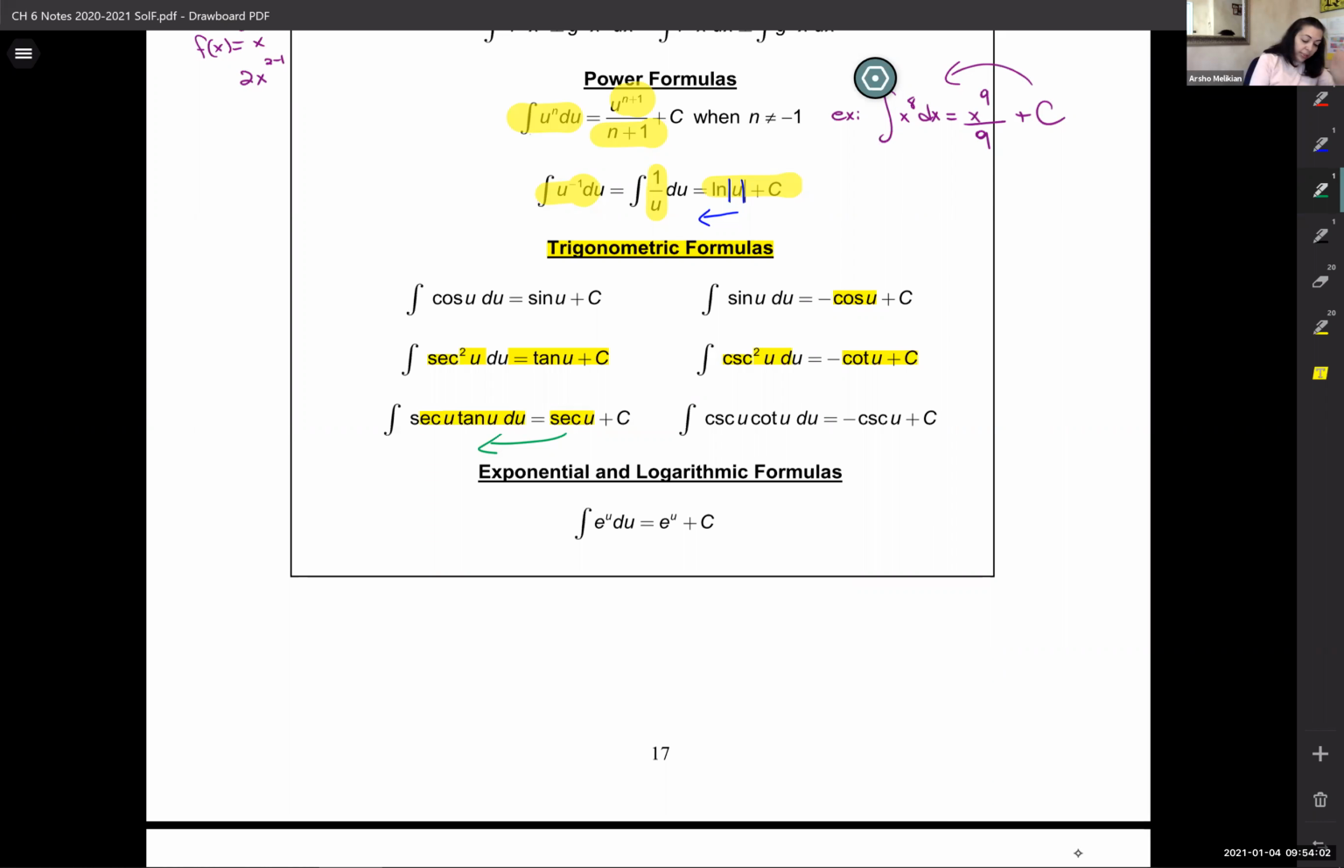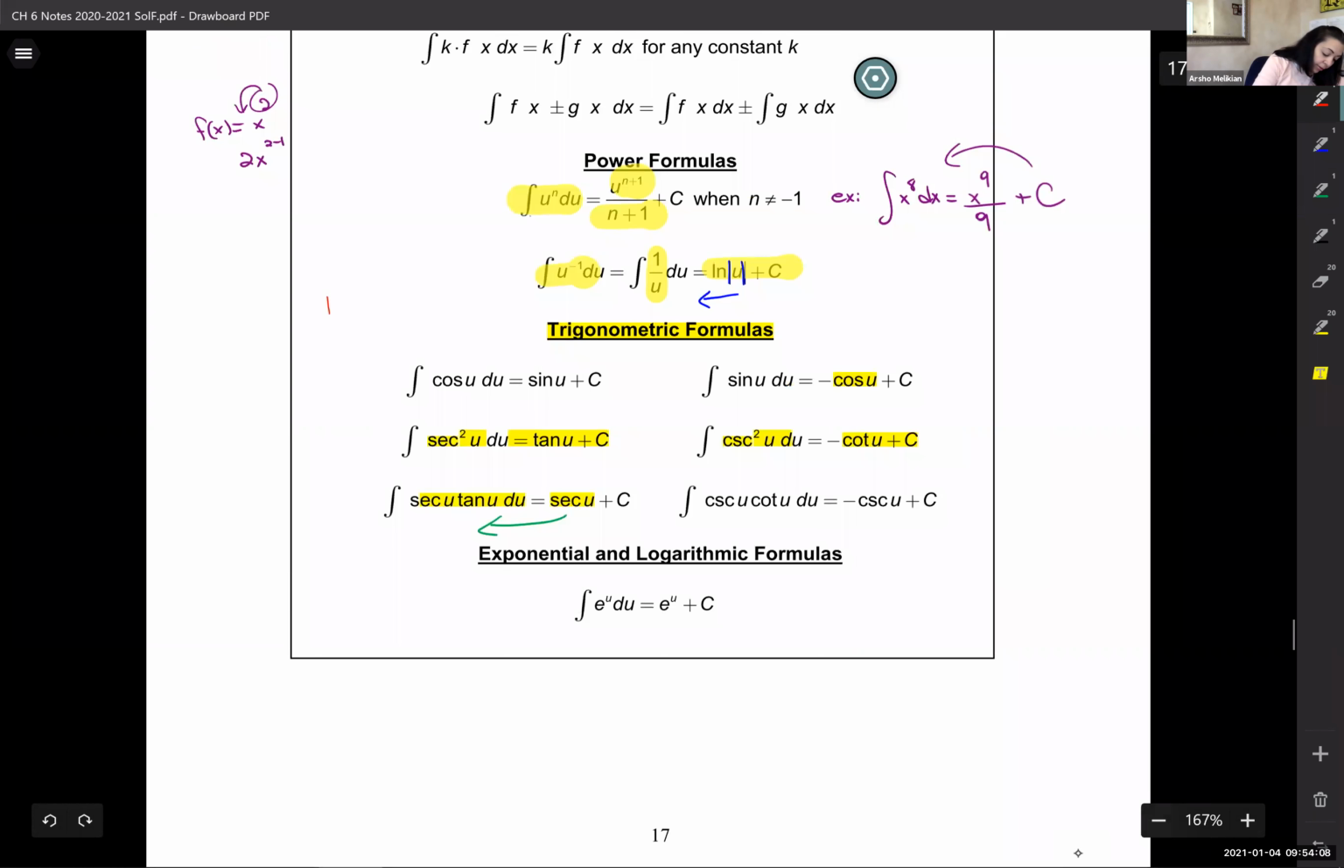And then the cosecant. You have to memorize this entire thing. Oh, I meant that to be an asterisk. You have to memorize this. Okay?